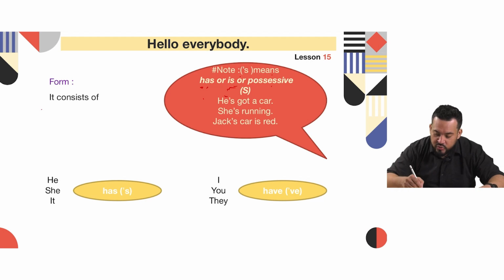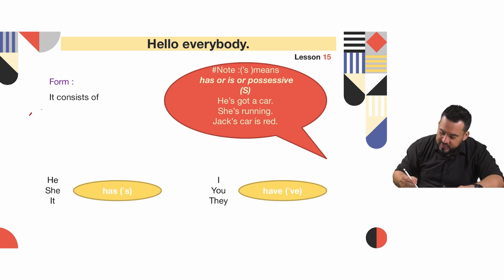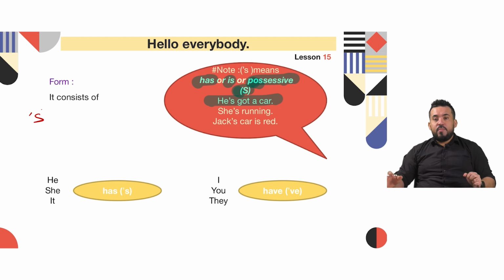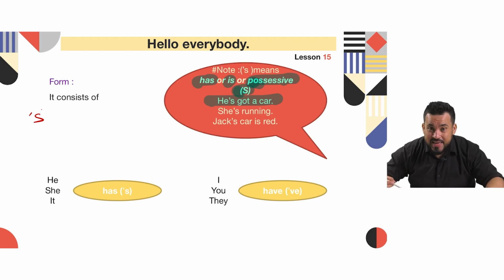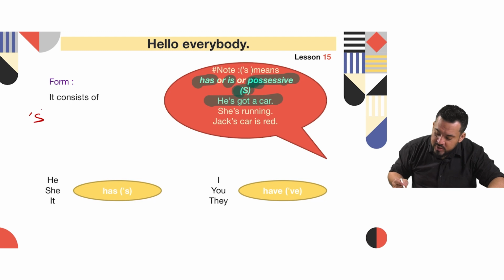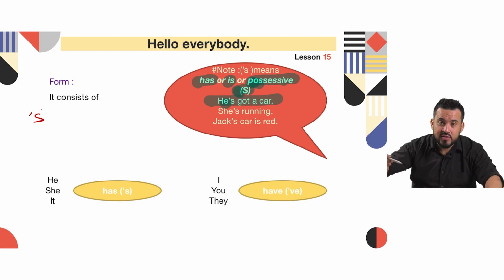What you must pay attention to also is the apostrophe S. The apostrophe S means one of these things. If we have an apostrophe S, that means it's either short for has, or is, or possessive S. So there are three reasons you use apostrophe S. The first reason is he's got a car. So here we use the apostrophe S, short for has. He's got a car. He has got a car.